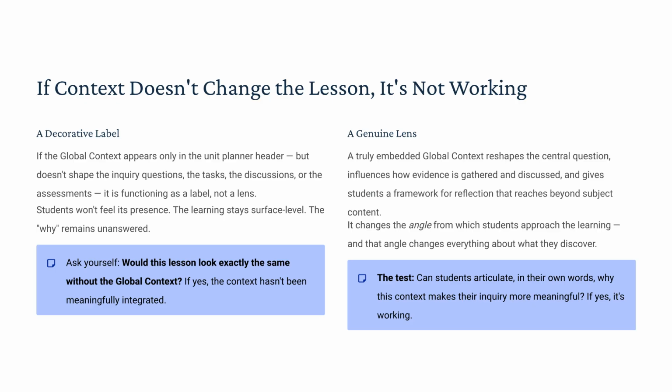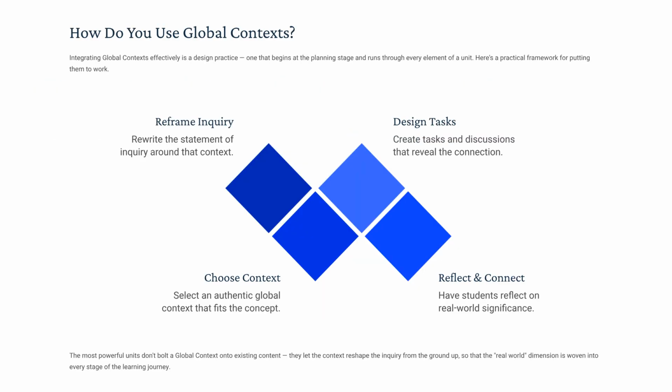If the context doesn't change the lesson, it's not working. It's merely a decorative label. A genuine lens, however, reshapes the central question and changes the angle of approach. The true test is whether students can articulate, in their own words, why this context makes their inquiry more meaningful. Integrating global contexts effectively is a 4-step design practice.